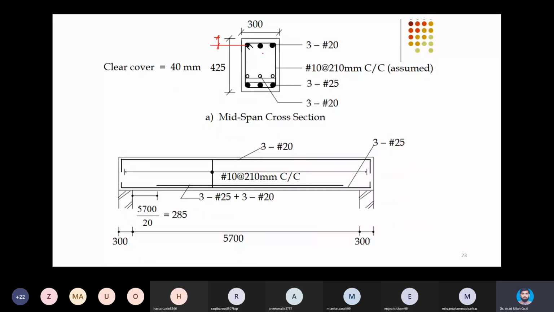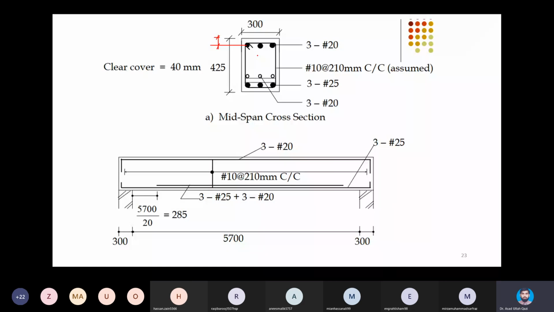Now I'm talking about a very practical check: when you finally sketch, your sketch will be executed at site, not your calculations. So the sketch will actually be your language at site. A structural engineer will talk with his sketch, and finally your drawing will be executed at site.